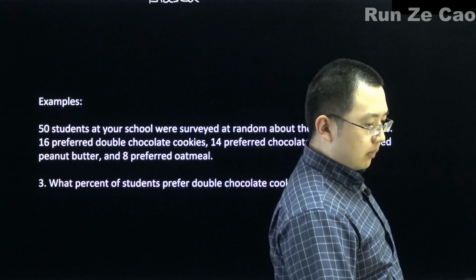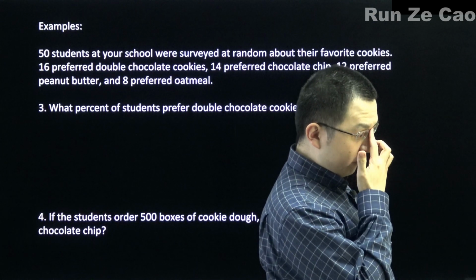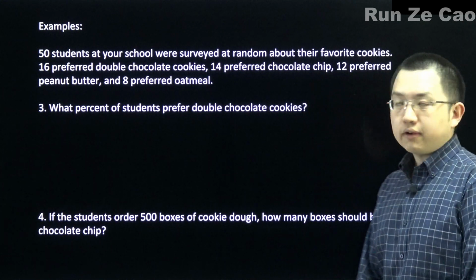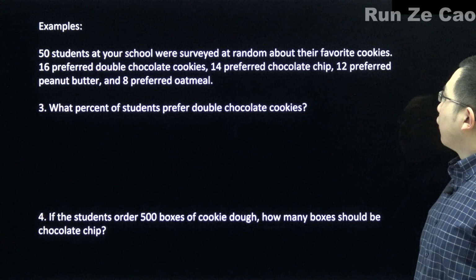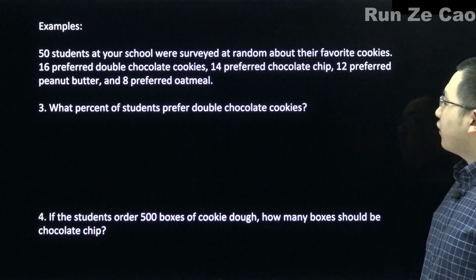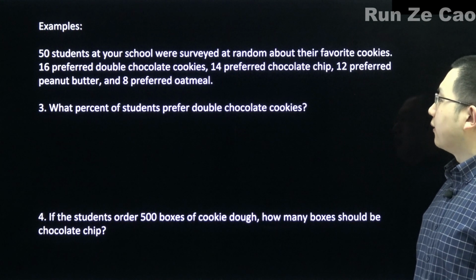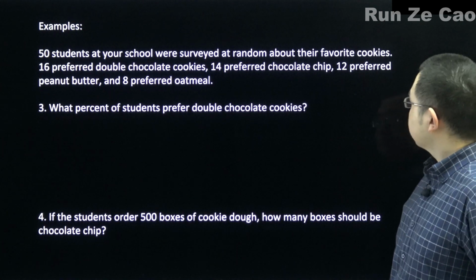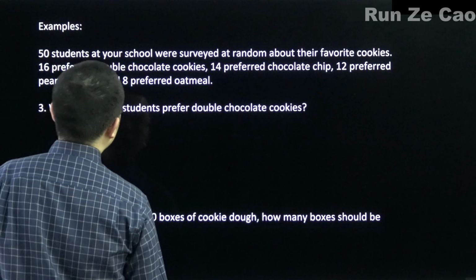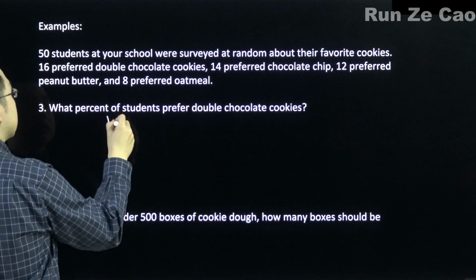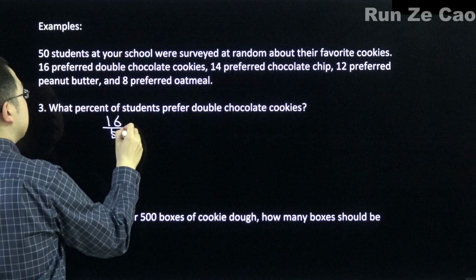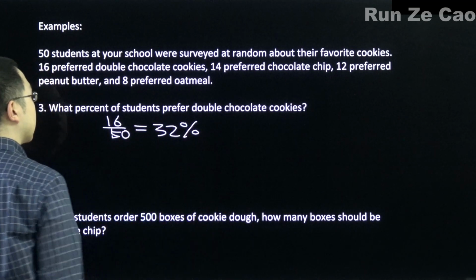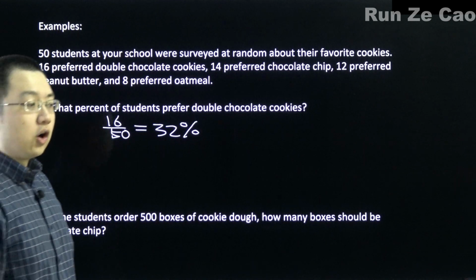Alright, let's do some other examples. Say we have 50 students at our school surveyed about their favorite cookies. 16 preferred double chocolate cookies, 14 preferred chocolate chip, 12 preferred peanut butter, and 8 preferred oatmeal. What percent of students prefer double chocolate cookies? Well, 16 over 50 is equal to 32%, because it's equal to 32 over 100.